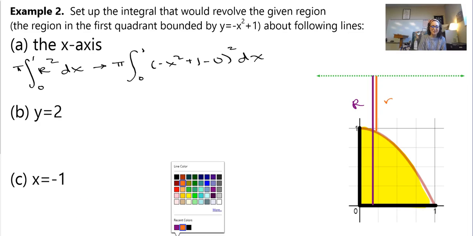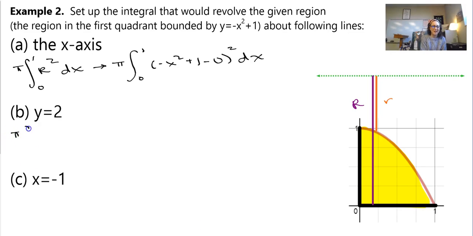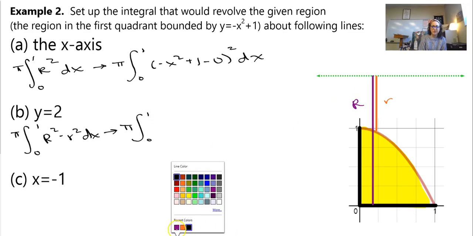So if we set this up, and by the way, are we in terms of x or y? Still x, right? Still top minus bottom. So pi integral from x equals 0 to 1. This is going to be capital R squared minus little r squared dx, right? You don't have to write that each time, but if it helps, so you know where things are coming from.